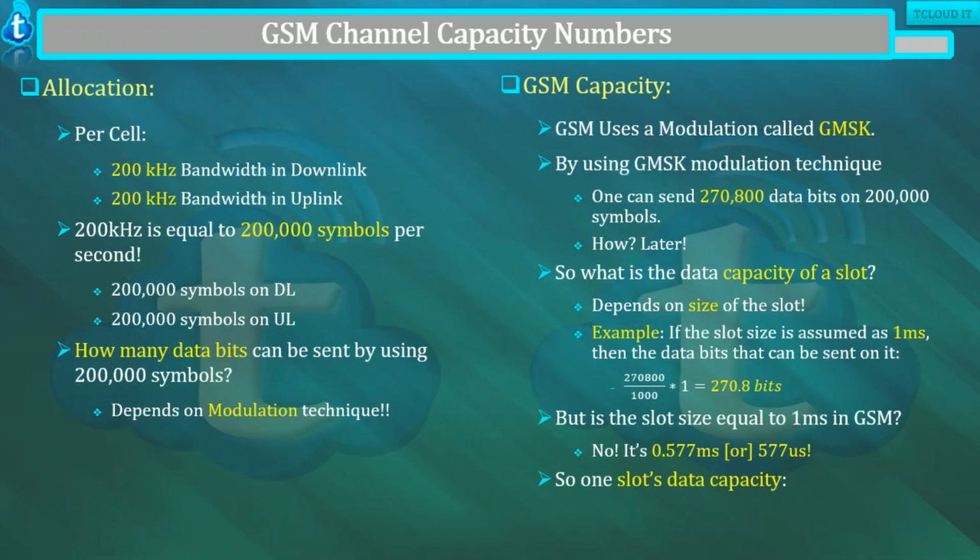So what is the capacity of a slot? 270,800 divided by 1000 gives us what we can send in 1 millisecond. But we are not looking for 1 millisecond right now; we are only looking for 0.577 milliseconds. So if you multiply that by 0.577, it gets reduced. In 1 millisecond we can send 270.8 bits, so in one slot we can send 156.25 bits.